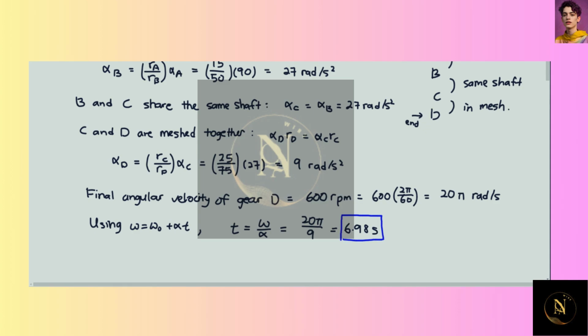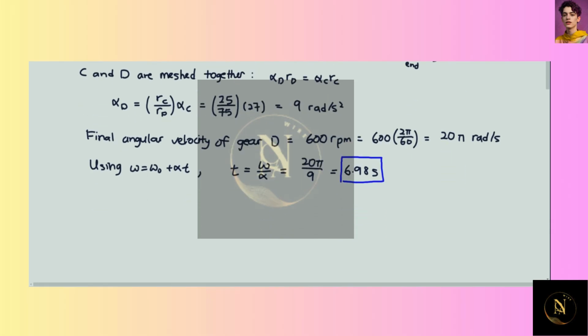And then for the number of revolutions, we'll be using omega square equals omega naught square plus 2 alpha delta theta. We want to find delta theta, so delta theta will be omega square over 2 alpha. Again, omega naught square is 0, that's the final expression.